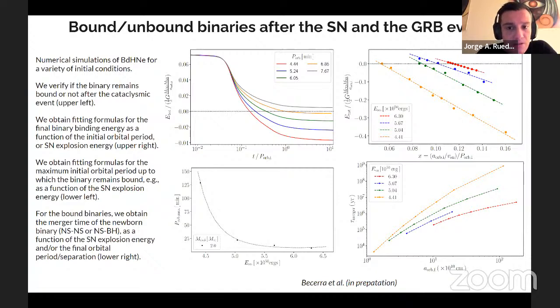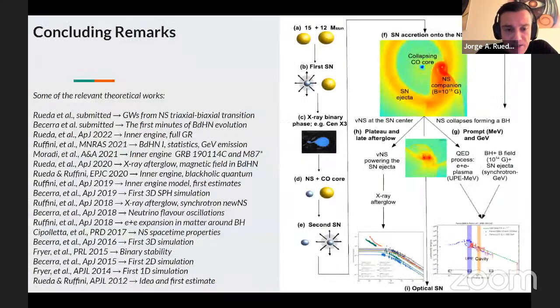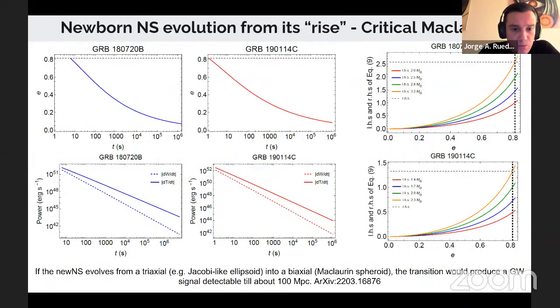These are new results that will be useful for population synthesis. Laura showed this yesterday. We are analyzing the binaries that get bound and the binaries that get unbound, and making some analytic formulas for their analysis: merger time, final binding energy, maximum orbital period, and these kinds of things. And this has outcomes in possible gravitational wave emission.